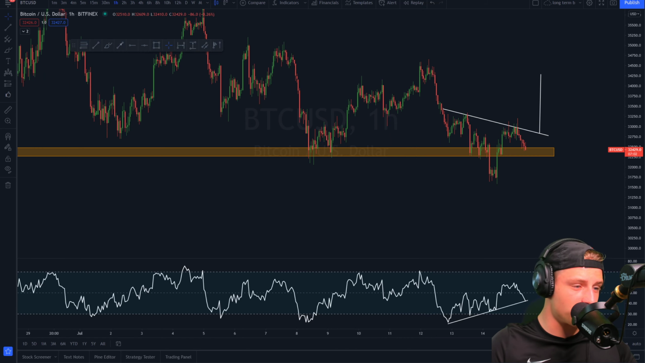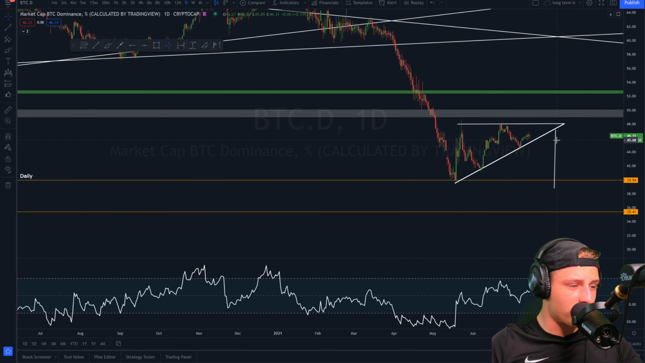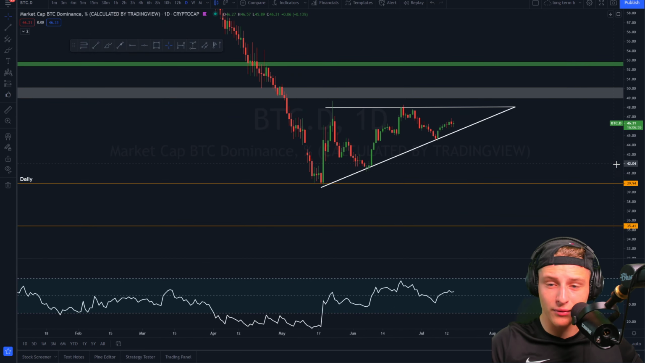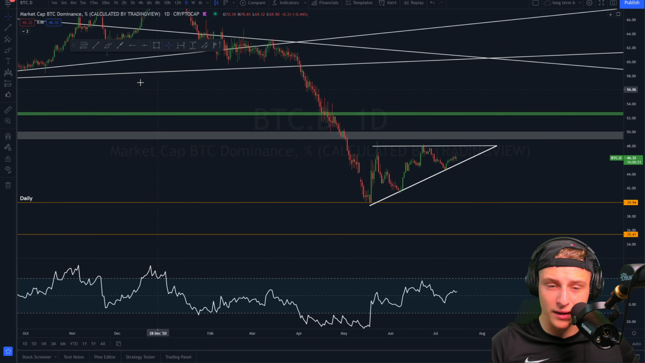So, as well, the Bitcoin dominance, guys, very important to look at. We have been already warning you guys about this one because we are forming right now a beautiful ascending triangle here on the Bitcoin dominance. This ascending triangle could potentially be playing out anytime soon here.